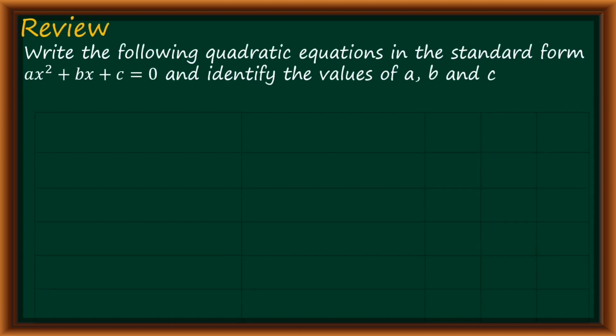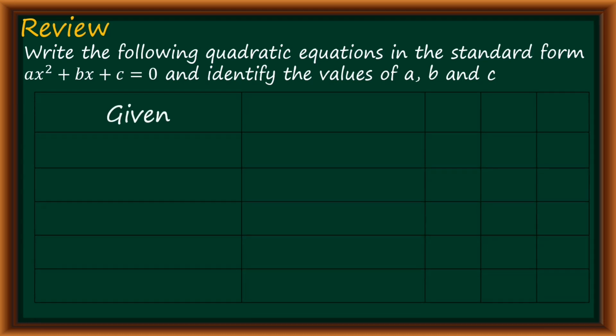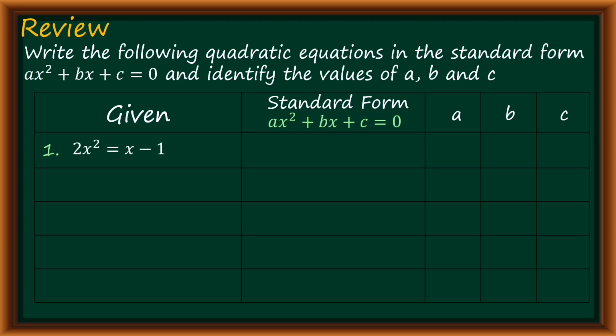Alright, let us begin with a review of writing the quadratic equation into standard form, ax squared plus bx plus c, and let us identify the values of a, b, and c. Let us have number 1: 2x squared is equal to x minus 1. In standard form, it is written as 2x squared minus x plus 1 is equal to 0, where a is equal to 2, b is negative 1, and c is 1.